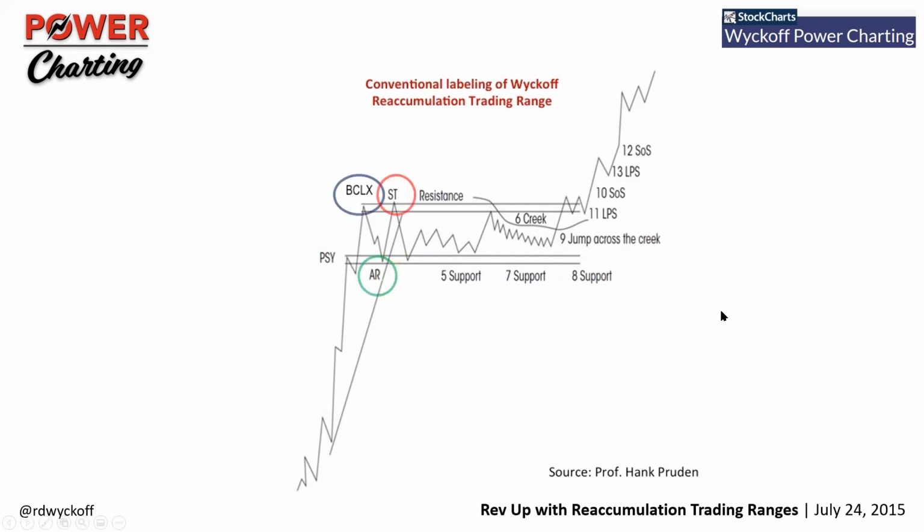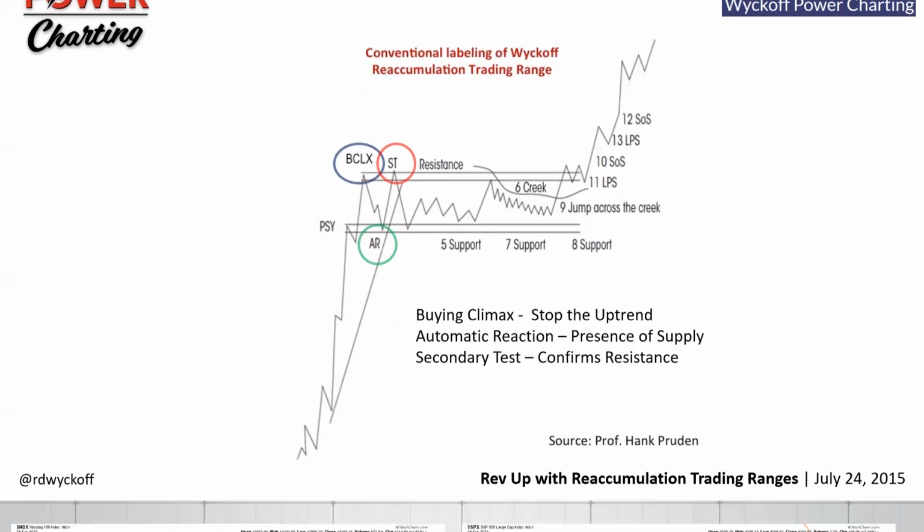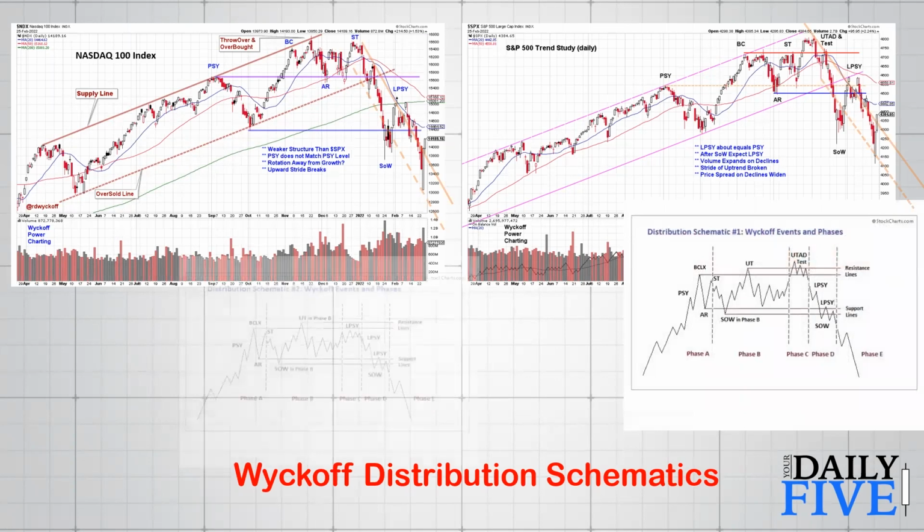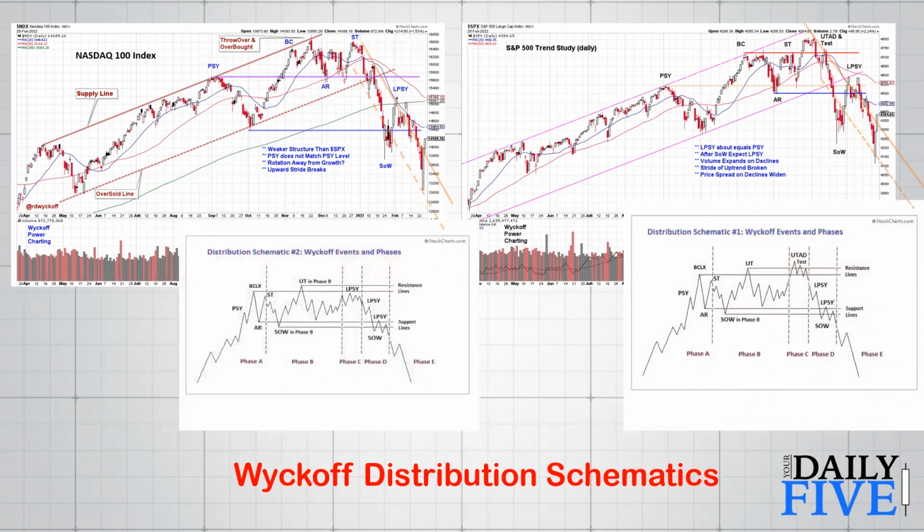Here's the way they start: buying climax, automatic reaction, and then a secondary test. Here are the two indexes that we've really talked about a lot over the last few months. We started to really focus on the issues of this market when it got into what we call preliminary supply, and then started to build what now is looking more and more like a distributional type structure. But here are the two schematics we just showed on distribution, John. I think there's a family resemblance. What do you think? Oh, absolutely.